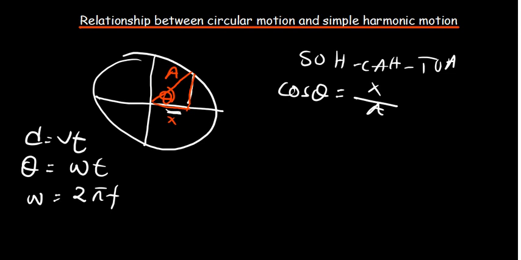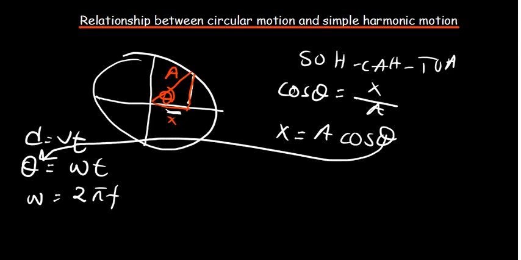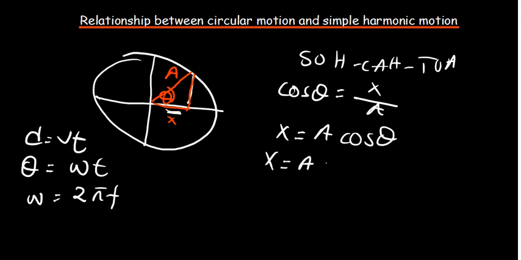So if I cross multiply there, I'm going to have a cos theta. But if you check this theta here, it's the same as what we have there. Therefore, I can replace theta with wt. So I'm going to say x is equal to a cos(wt), meaning this is the formula I can use to calculate the displacement as a function of time. If I have the time, I can plug in those values.